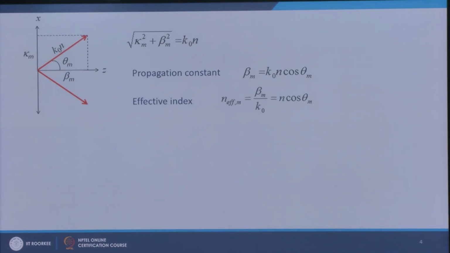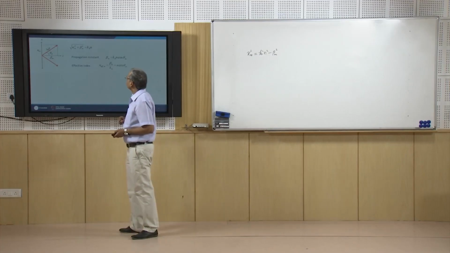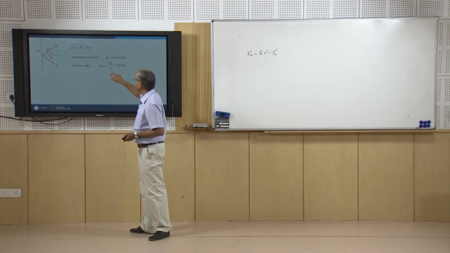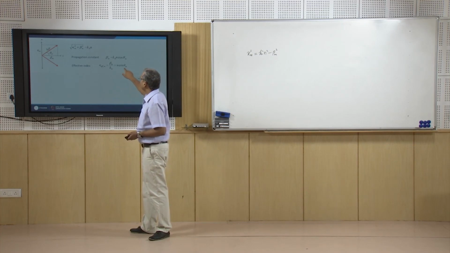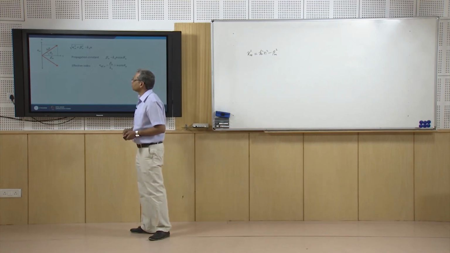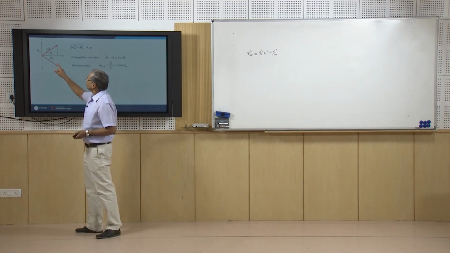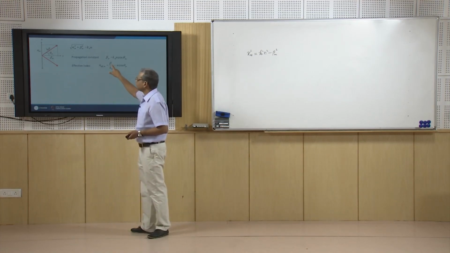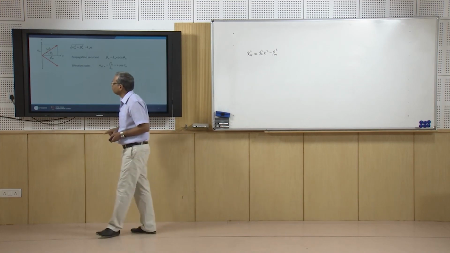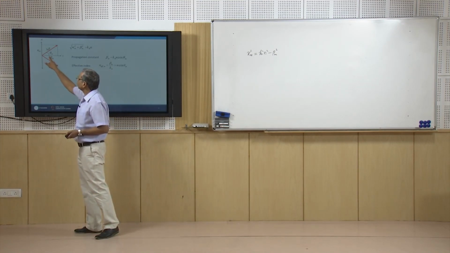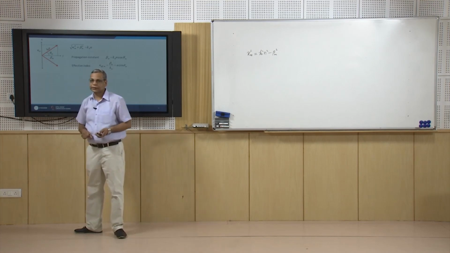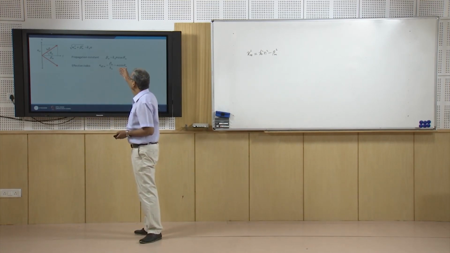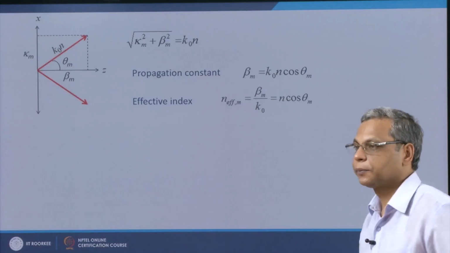I can now find out the effective refractive index, or effective index, of a given mode by beta m over k naught, which is nothing but k n cos theta m. So for every mode I have a different beta m, and therefore the angles that the constituent plane waves make with the z axis would be different, and these angles can be found from here.